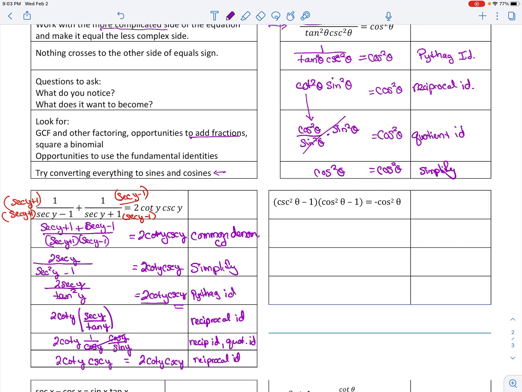All right, our next example has a lot going on as well. We're trying to get cosecant squared of theta minus 1 times the quantity cosine squared theta minus 1 to be equal to a negative cosine squared of theta. So this side is definitely the easier side, the simplified side. So we want to make everything look like this. So our goal is to get negative cosine squared theta.